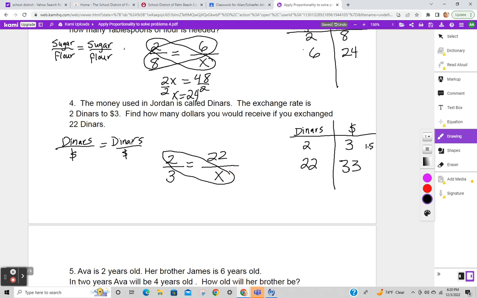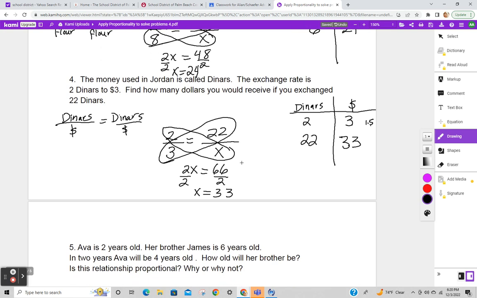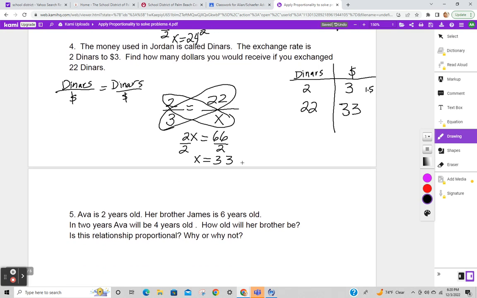So now we can take the cross product. 2 times X is 2X. 3 times 22, that's 66. Divide both sides by 2, and X is 33. And that's exactly what we got when you used the table. All right, let's go to number 5.